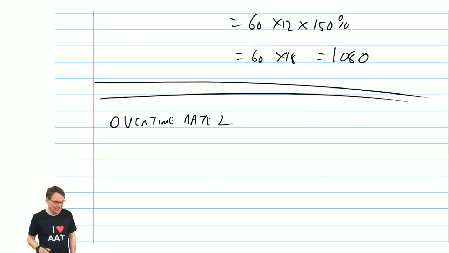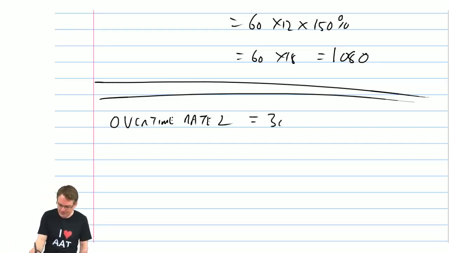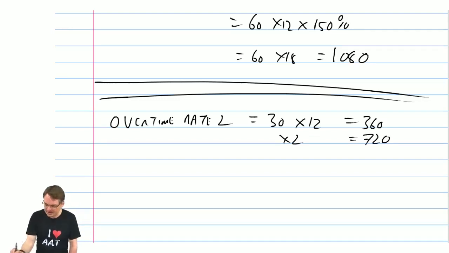Overtime rate 2, I think, is easier because it simply says you get paid a double normal rate. Okay, so we have got 30 hours. Normal rate is 12, which is 360, and then obviously we're multiplying it by 2, 720. So 360.